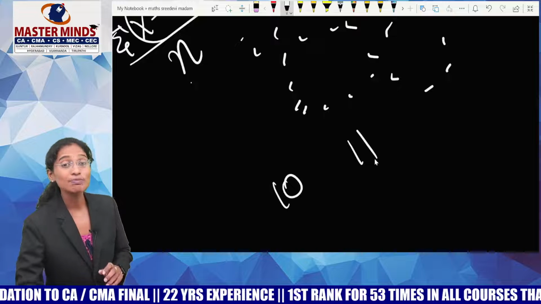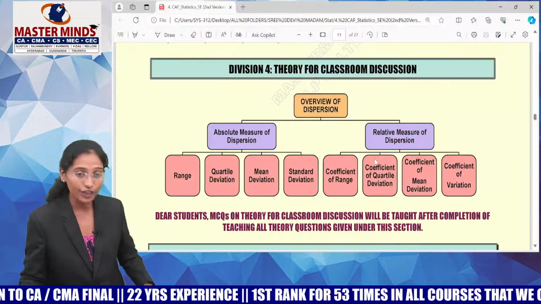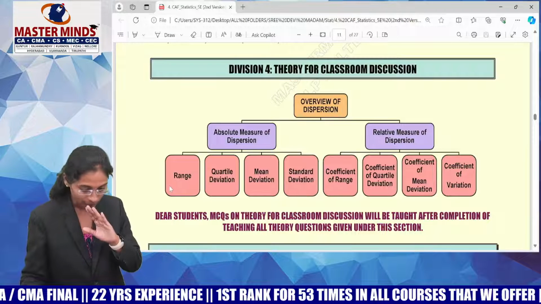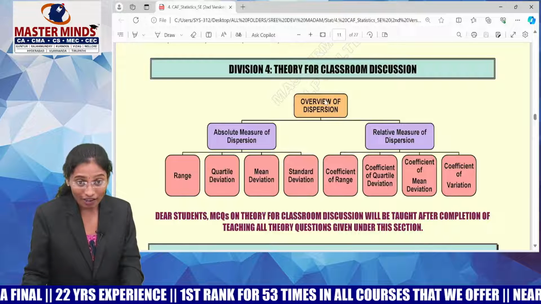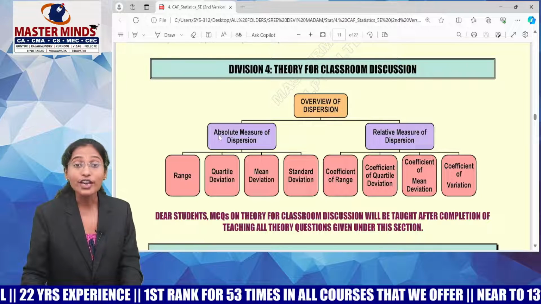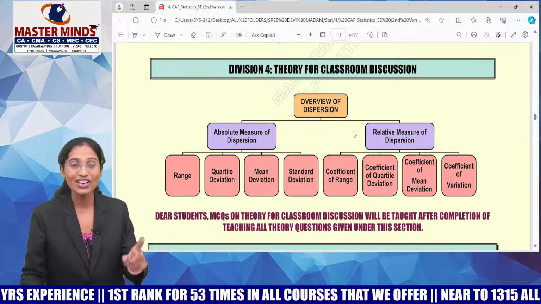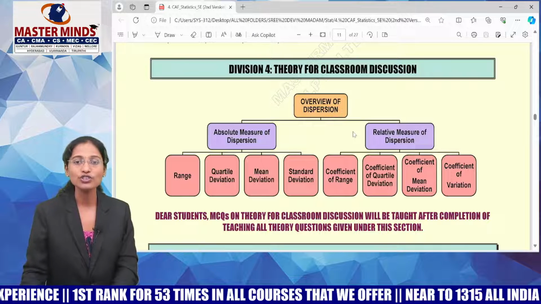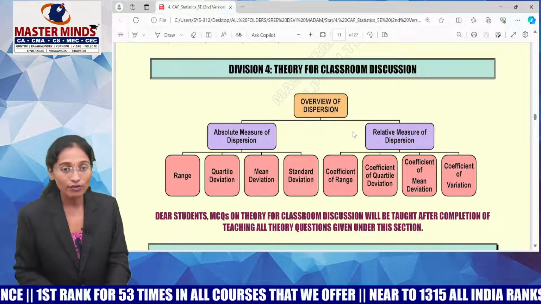So here, these measures of dispersion have been classified into, sorry guys, let's have a look at the overview of dispersion. There are two types of measures of dispersion. One is the absolute measure of dispersion and the other one is the relative measure of dispersion.